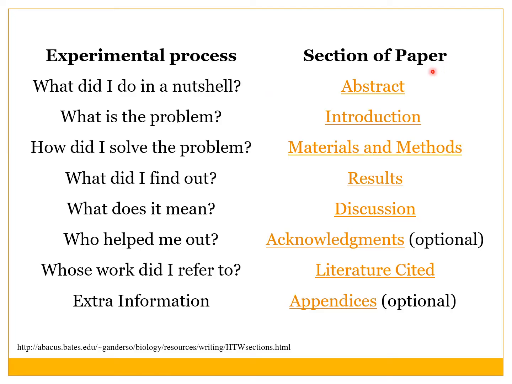A scientific paper is usually divided into a few sections: abstract, which summarizes what you did in a nutshell; introduction, which introduces the problem of the study, what you have been studying; materials and methods, which include all the methods or materials that you use to solve the problems; results, which include what you have found out; discussion, to discuss what your results mean; acknowledgements, to acknowledge those who helped you in the research; references, whose work did I refer to; and appendices, which contain all the extra information.